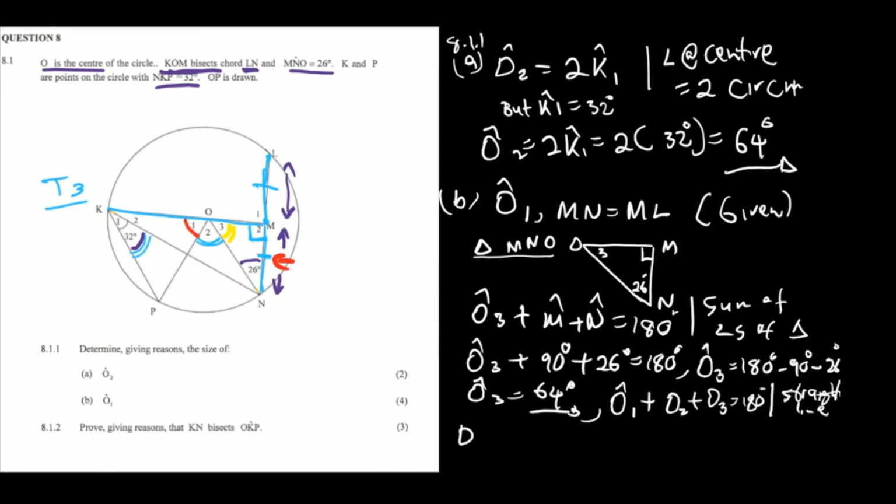Angle O1 plus what is O2? We know O2 is 64 degrees. What is O3? O3 is also 64 degrees, equals 180 degrees. Therefore, angle O1 equals 180 degrees minus 64 degrees minus 64 degrees. Therefore, angle O1 is going to give us 52 degrees. So this is the answer for B.